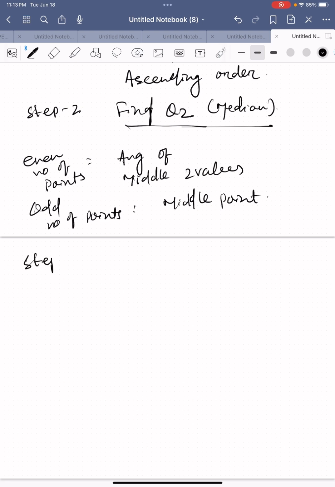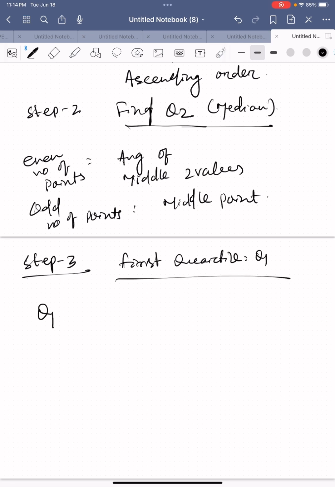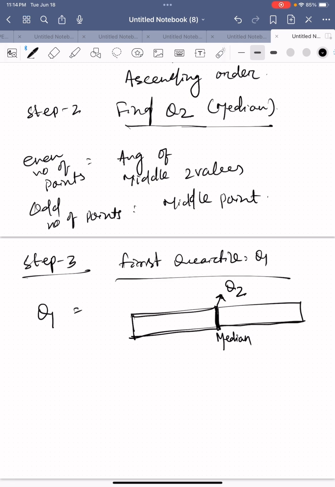Then step 3, let's find the first quartile, which is Q1. In this case, Q1 is the median of the lower half of the data set. So what we did first, we took the data set, arranged it in ascending order, then found the median. Once you found the median, that's the second quartile, Q2. Now your data set is divided into two halves. This is the first half and this is the second half. Now your Q1 will be the median of the first half. So this will be your Q1. Once you get the data points for Q1, once you get half of your data points, then you have to calculate the median of those data points.